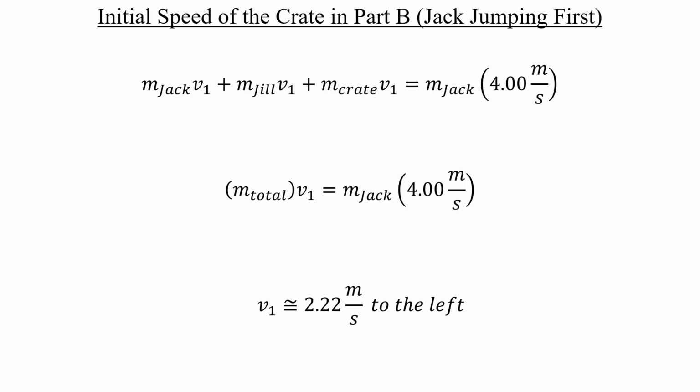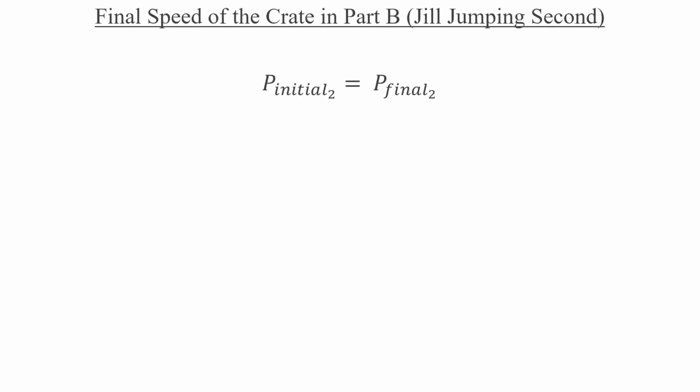Let's move on to stage 2. The initial momenta in this stage comes from Jill and the crate moving to the left at speed v1. For the final, we'll have Jill jumping to the right and the crate moving to the left again at the new speed, v2.